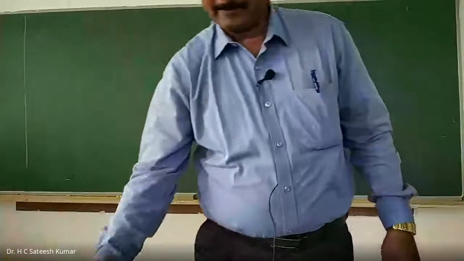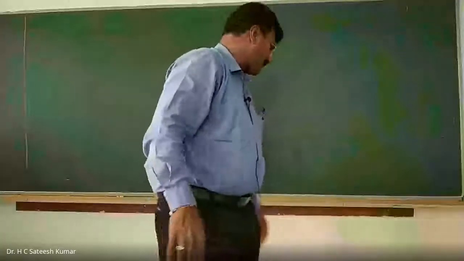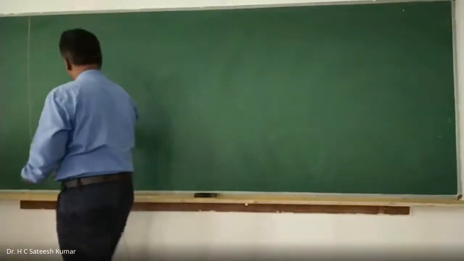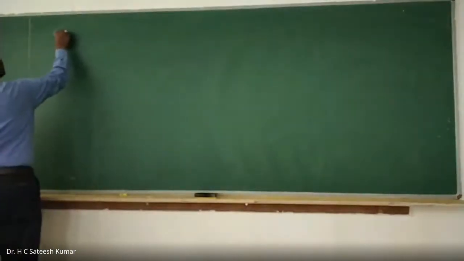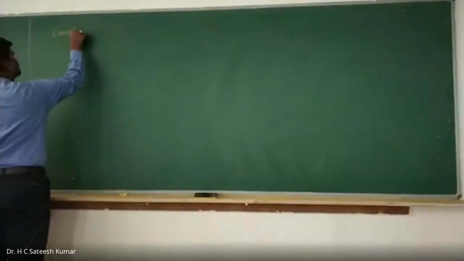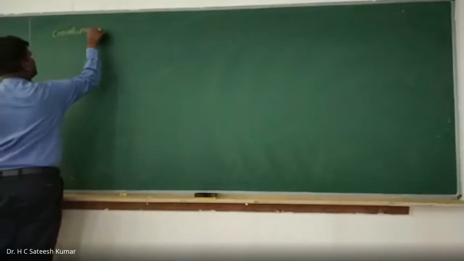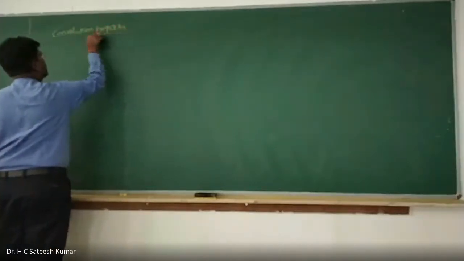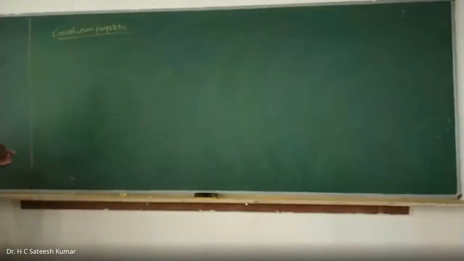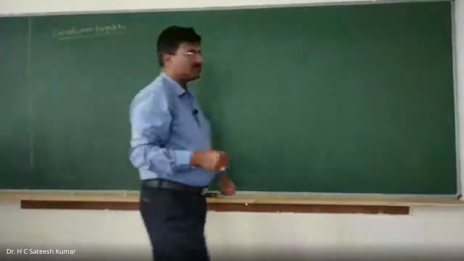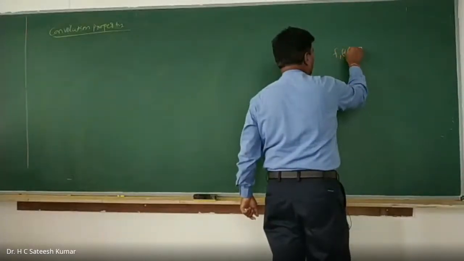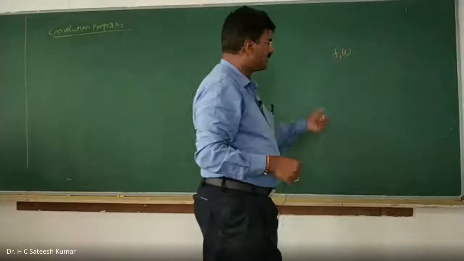Okay. So convolution property or convolution theorem. Another property, convolution property. Okay. So what is convolution? It is a mathematical operation. It is defined like this. Let us have two signals. I think you have studied this in your mathematics. Anyhow, I'll give the definition.